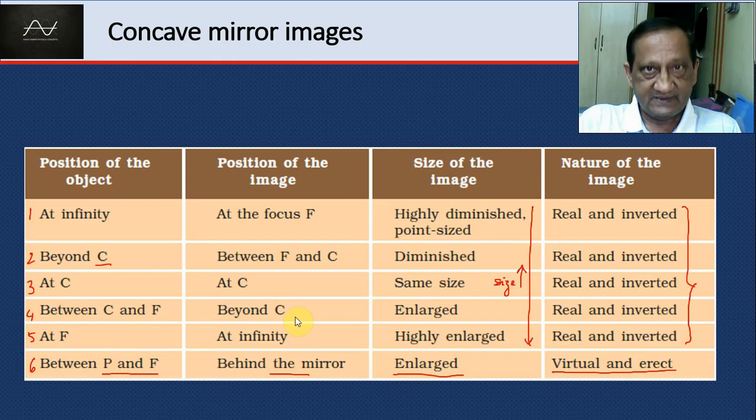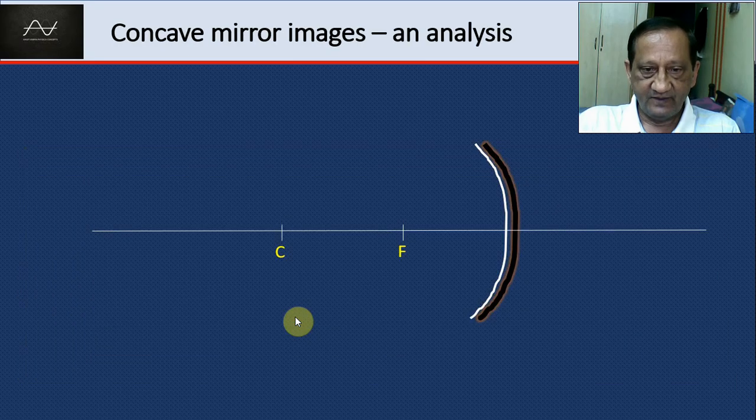So this table is actually important, but no need to mug it up. You can construct this table yourself if you remember the trend: what happens to the image as the object is brought closer from infinity. So I have put together a small animation to help you understand the trend.